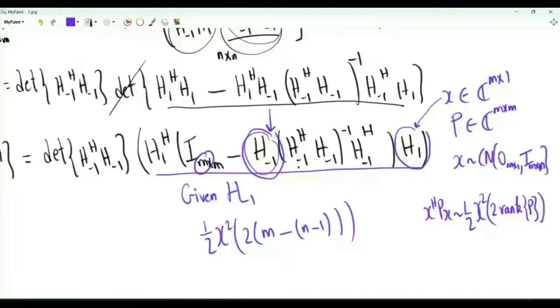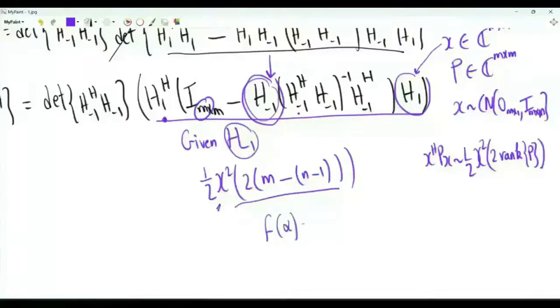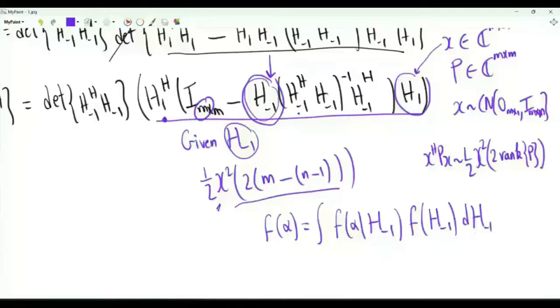Despite the fact that we are conditioning on the elements of matrix H minus 1, the conditional distribution of the quadratic form depends only on the sizes m and n, and not on any element in H minus 1. This means that the unconditional distribution of this quadratic form is also the distribution of 1/2 a chi-squared random variable with 2 times (m minus n plus 1) degrees of freedom. If this quadratic form is alpha, then the unconditional distribution of alpha is the integral of f of alpha given H minus 1 multiplied by the joint PDF of the elements of H minus 1. And we integrate with respect to these elements.